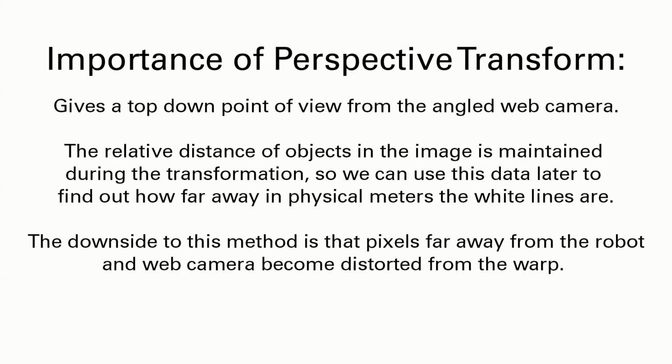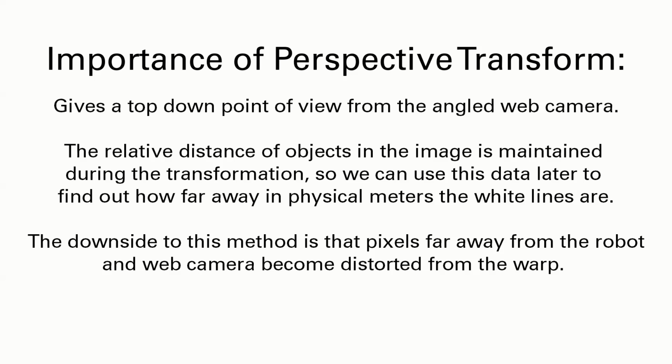This is important because it gives us a top-down view of what the angled web camera sees. This is really important because the relative distance of objects in the image is maintained during this transformation. Later on, we're going to use this warped image to find out the physical distance that the white lines are away from the robot. There is a downside to this method, however.